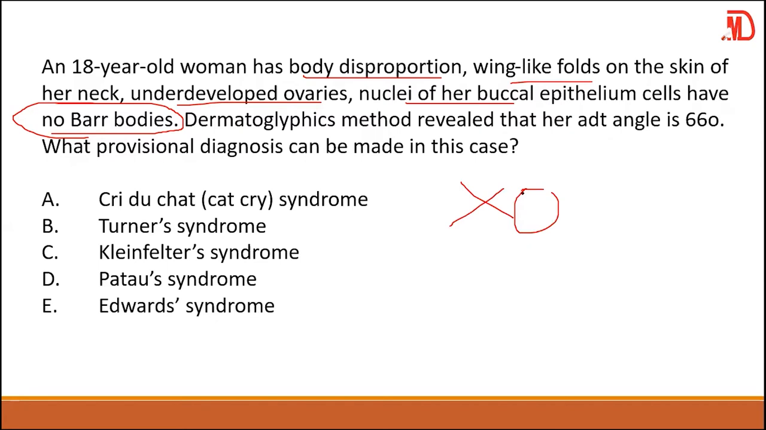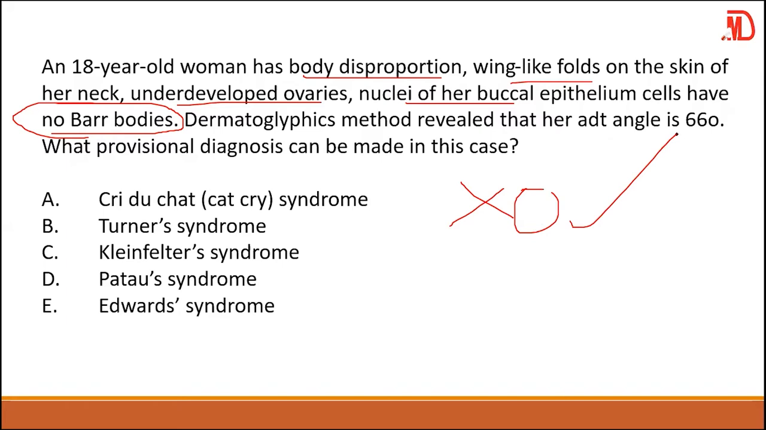As a female, you must have one active and one inactive X, so at least one Barr body should be present. But over here, there is no Barr body present. That means the genotype is XO. And what is the name for having a genotype of XO? Of course, you are thinking of Turner syndrome.